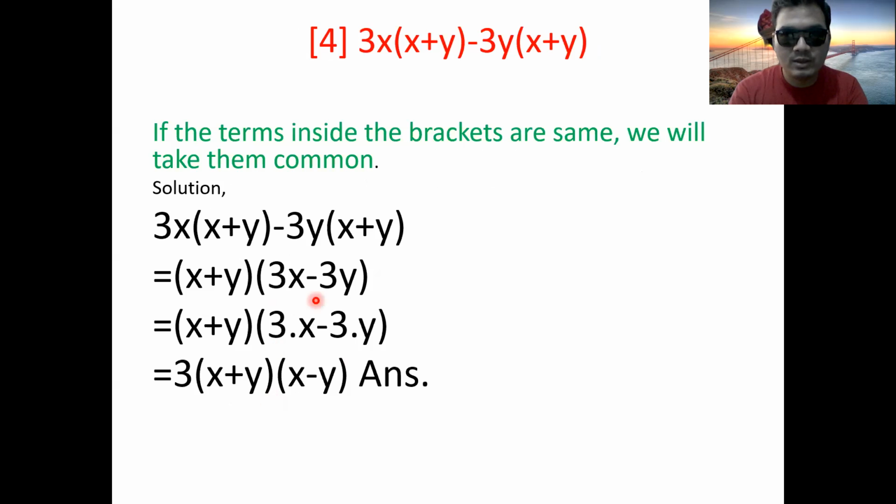Here, this is the 4th one. Here a note is also given. If the terms inside the brackets are the same, we will take them common. Okay, look, as I told you in the question, 3x into x plus y minus 3y into x plus y. Here is also x plus y, here is also x plus y. That means they are already in the correct group. Okay, right, x plus y common. Then what is remaining here?